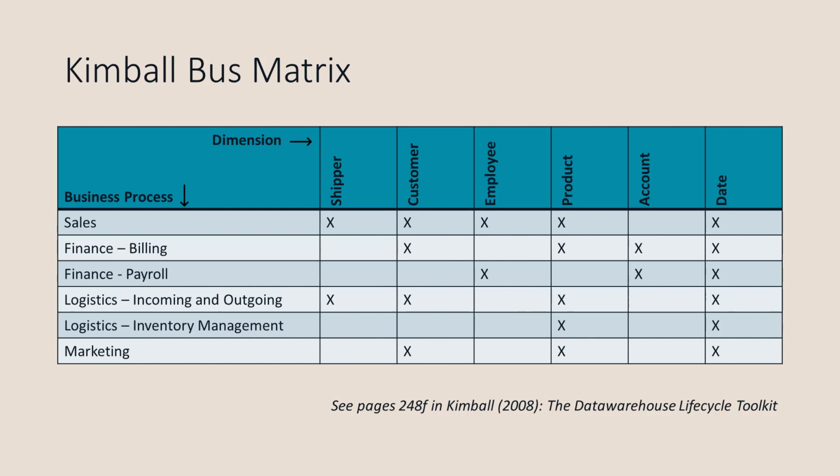Again, we have the customer dimension, which is important for the outgoing part of logistics. It could also be important to marketing if we have marketing efforts tailored to specific customers, and it's definitely related to sales, and it's also related to the billing processes in finance. Then we have shipper, and that should also be related to sales and incoming and outgoing in logistics. As you can see, the rows in this table relating to business processes are not identical to an organizational chart, but actually represent business processes that generate data.